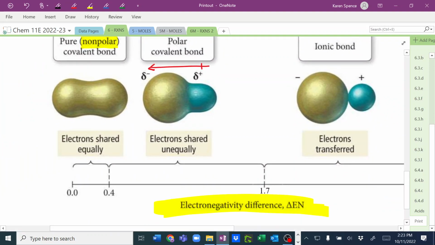You are not responsible for really memorizing the 0.4 and the 1.7, okay? At some point, like on the AP exam, you're not going to get those numbers given to you, so they're not going to expect you to memorize them. They're going to expect you to know overall trends. Like, where are the most electronegative things? Top right. Where are the least electronegative things? Bottom left. Yes?